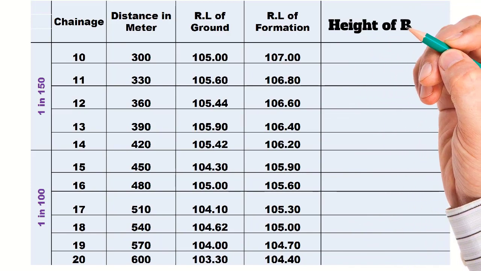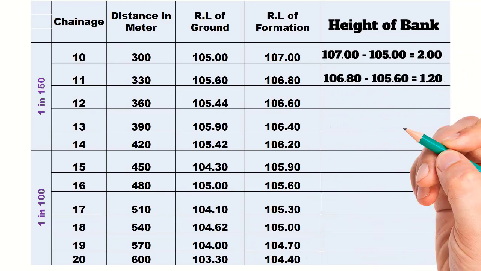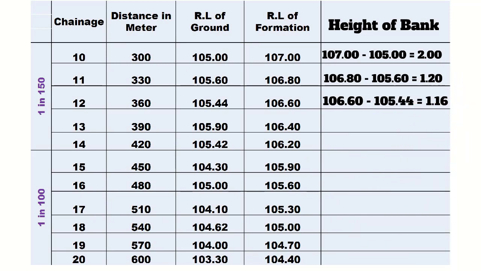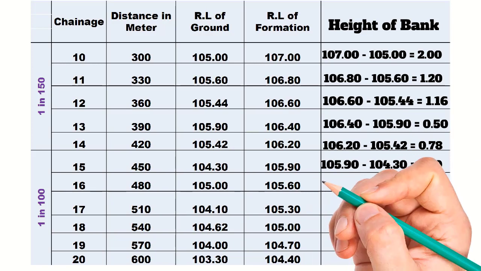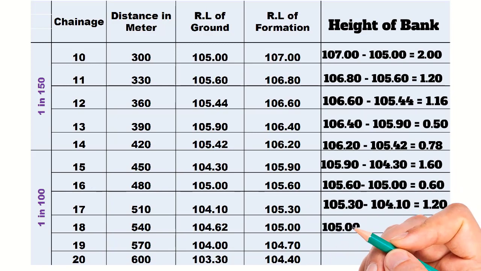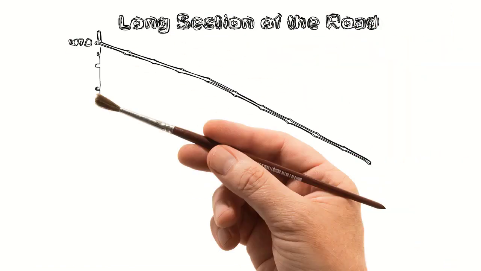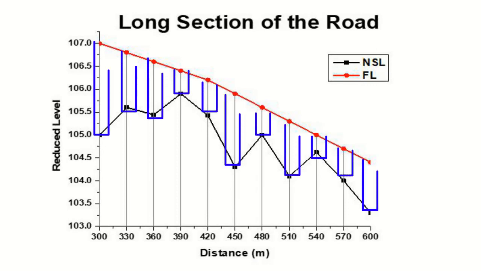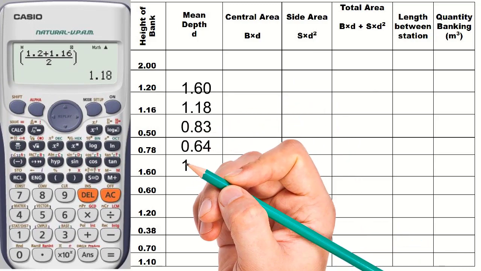Next, find the difference of the formation level and natural surface level at each change, which will give us the section depth at each change. The difference between the natural surface level and formation level is shown in the long section profile of the road. Next, find the mean depth at each change by taking the average of the previous and next value.